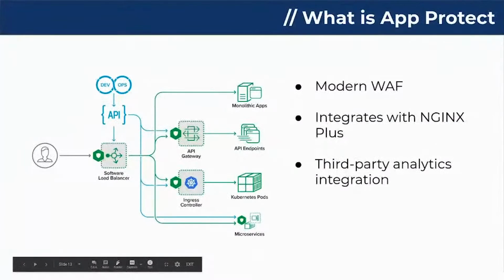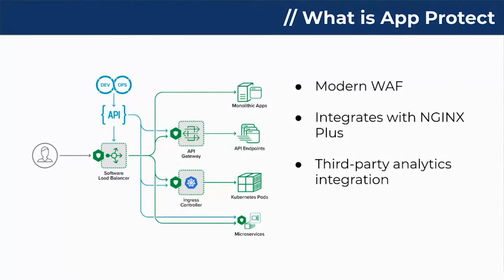So what is App Protect? It is a modern web application firewall solution that runs on NGINX Plus. The easy integration with NGINX is just one of the reasons why it is so appealing. What I'm going to be showing you today is how NGINX App Protect integrates with the NGINX Kubernetes Ingress controller and show you how quick and easy it can be to secure your applications.